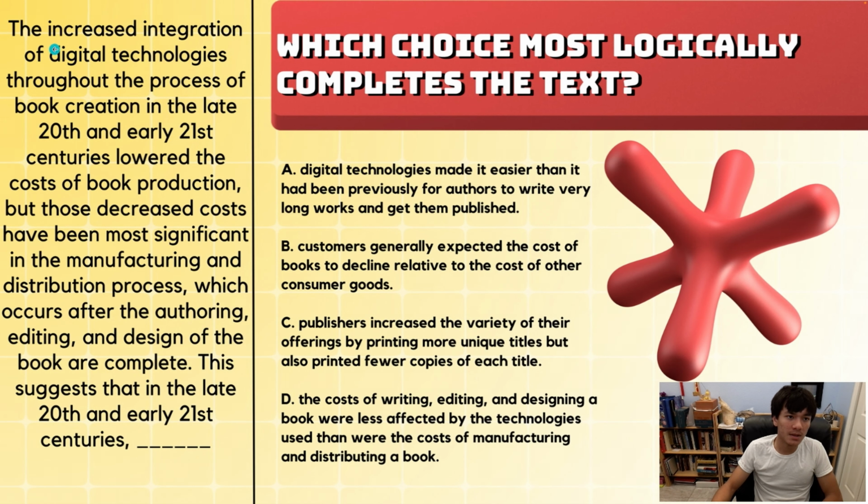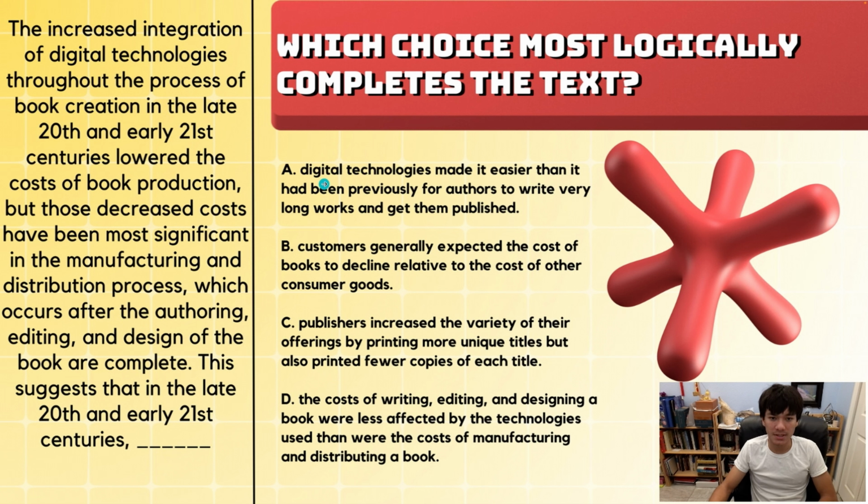So they're talking about the increased integration of digital technologies throughout the process of book creation lowering the cost of book production. Those decreased costs have been most significant in the manufacturing and distribution process, which occurs after the authoring. So, of course, logically, you would think that these lowered costs are happening in the manufacturing and distribution process, not in the authoring and editing. So let's look at some of the questions.